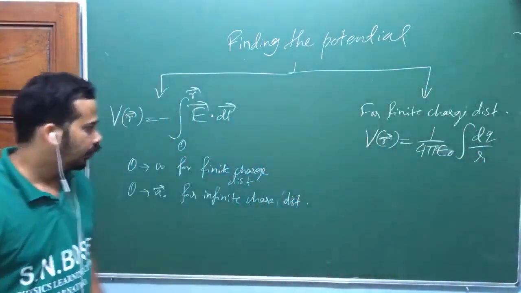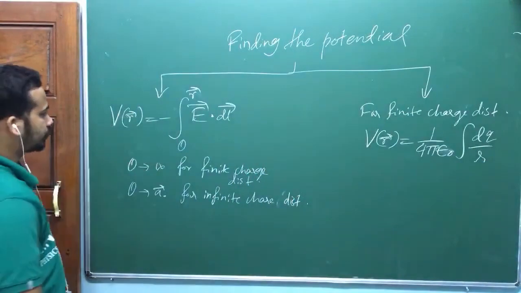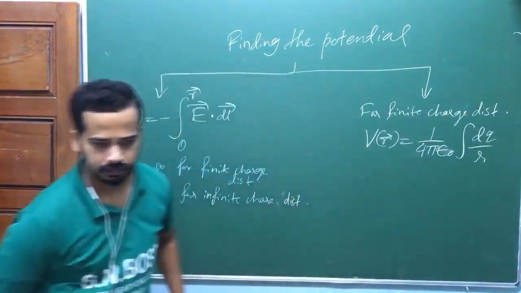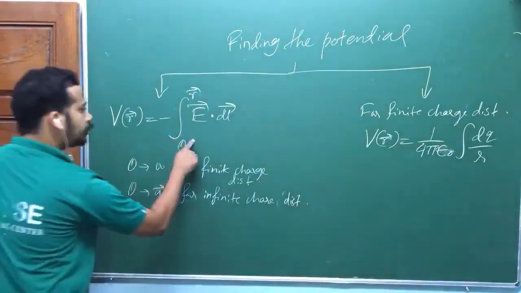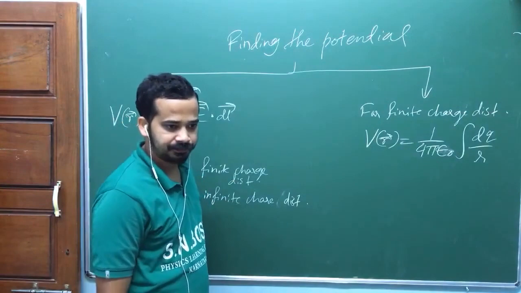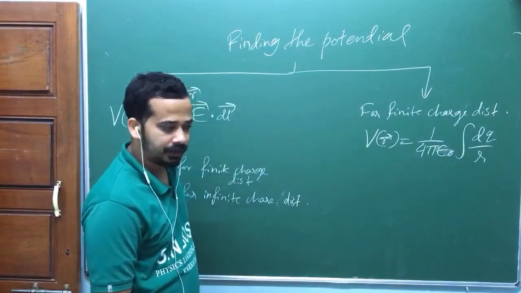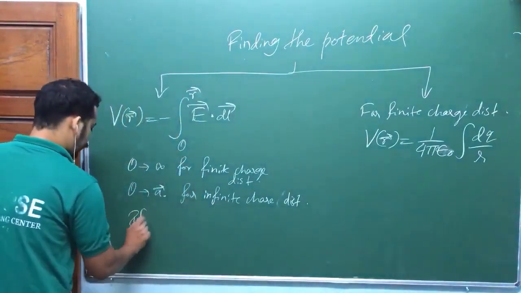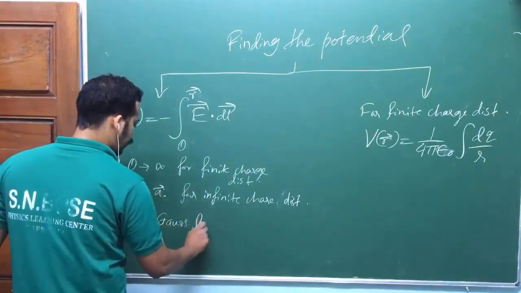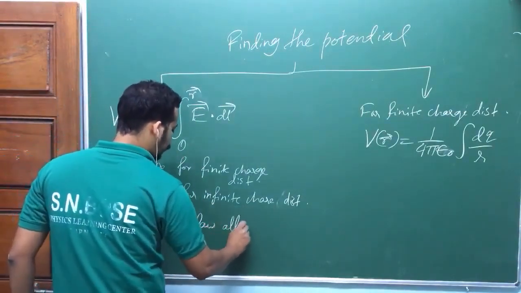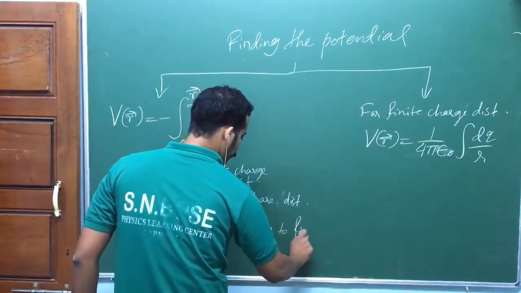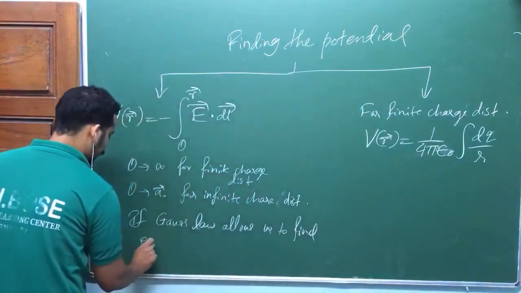Now look here. Again, we have two cases. When do we need to use this one? We need to use this one when the electric field is very easy to find, if Gauss law allows us to. This is for exam. Find the electric field easily.